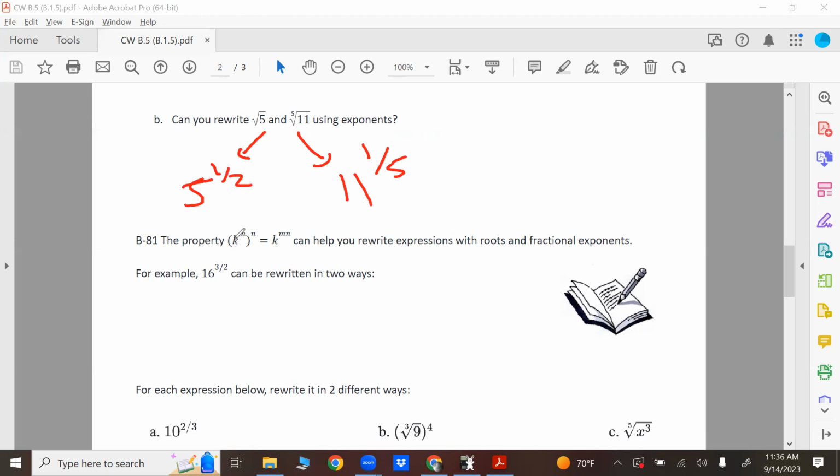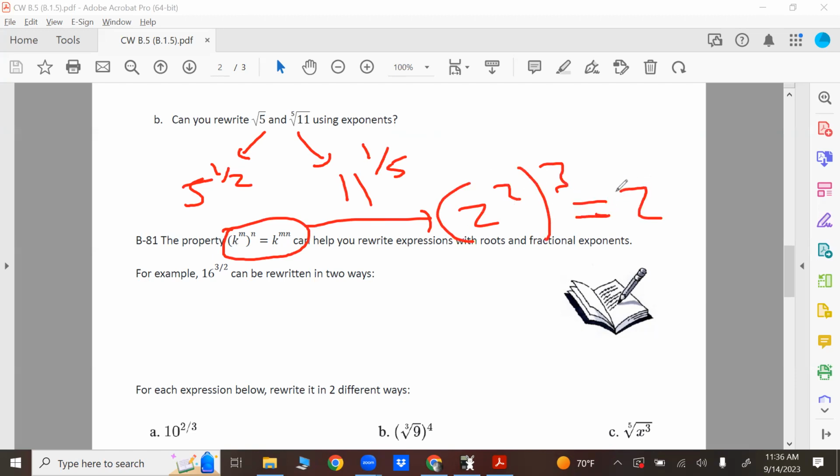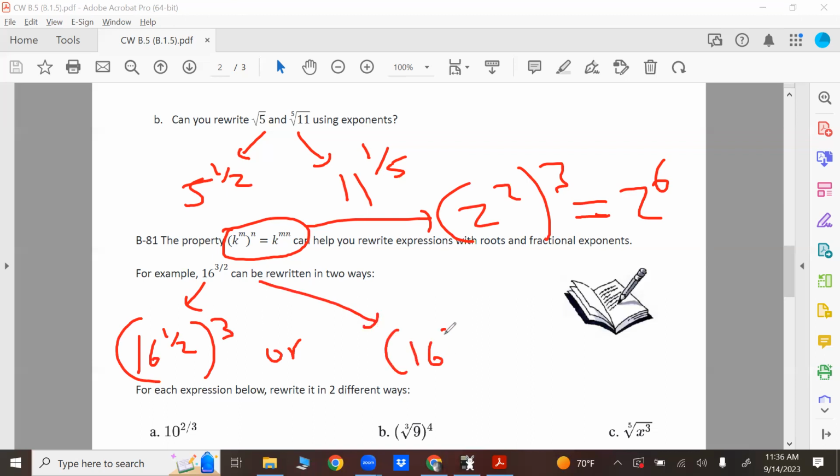So let's look at this one here. We know this is true, obviously, right? For example, if I have 2 squared cubed, what's that going to be? 2 to what power? If I use that property, 2 to the 6, exactly. Multiplied exponents. It's the same thing here: 16 to the 1/2 cubed. Or, because it can be said two ways, 16 cubed, then raised to the 1/2.